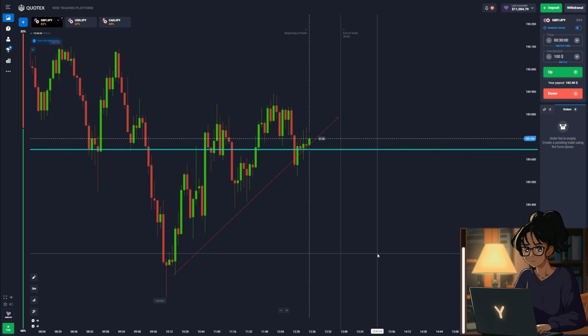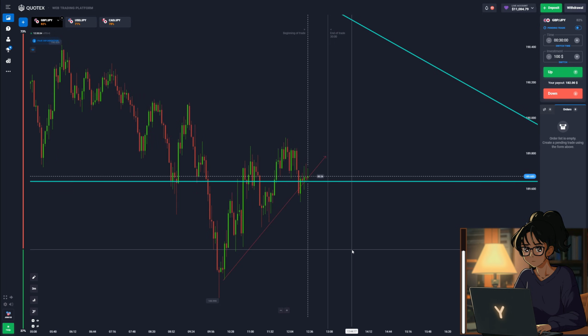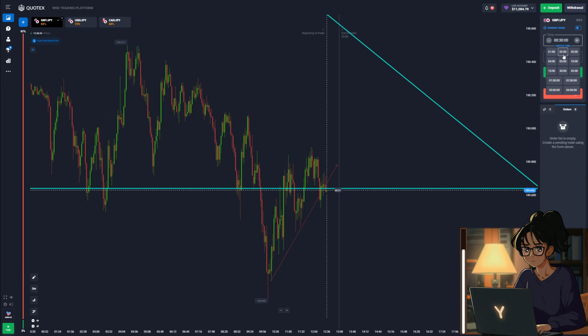As you can see, the price is currently testing the support level. I think we should enter a short position as soon as it breaks out. We'll wait for the candle to close and then enter a short trade for 45 minutes. I've chosen an expiration time that allows for a possible correction at this support level. I think 45 minutes will be just right.